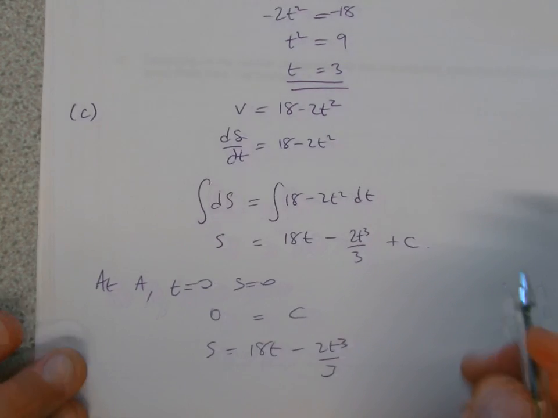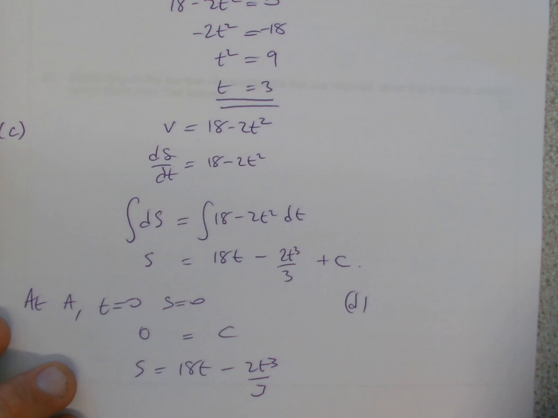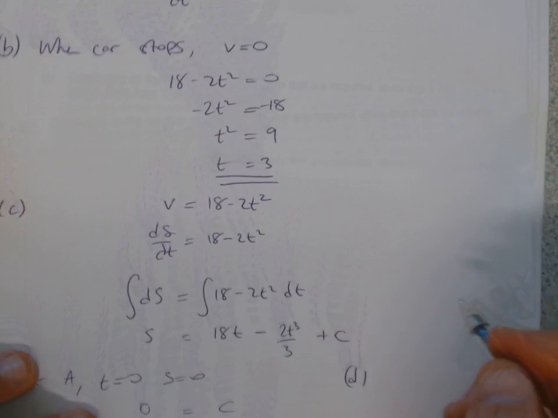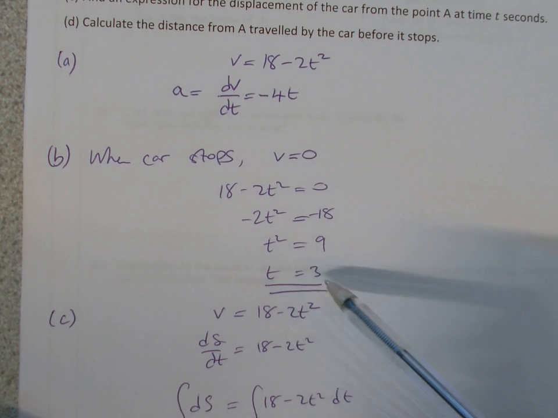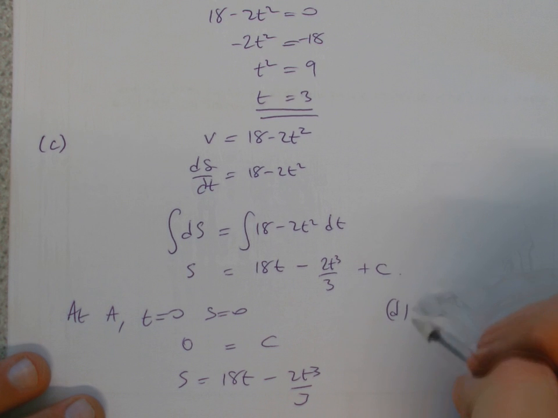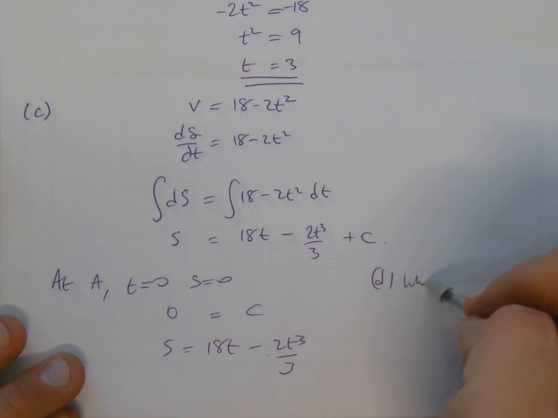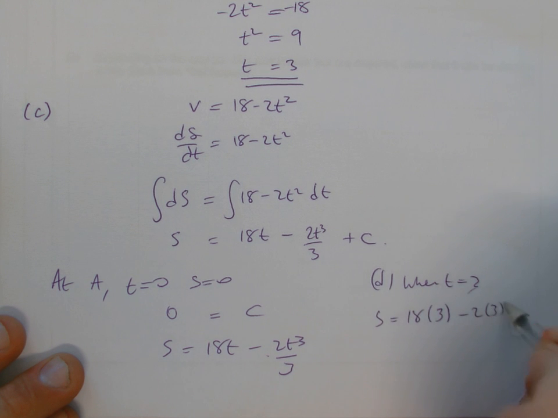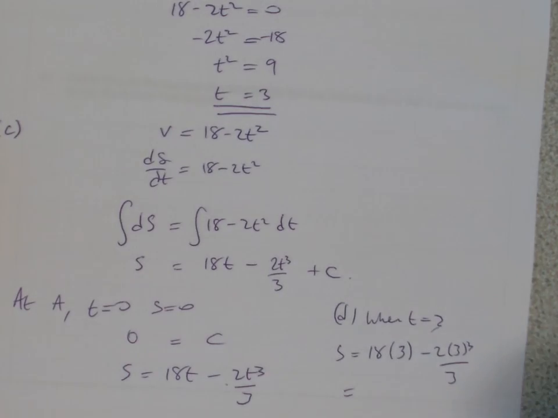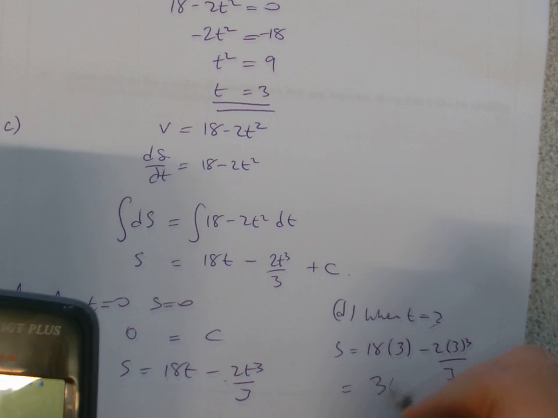Then part D, nice and simple. Calculate the distance from A travelled by the car before it stops. Well, when it stops, we know t is equal to 3, so we can just put that in there. When t equals 3, s will equal 18 times 3 minus 2 times 3 cubed over 3. So we use our calculator on this, and we get 36 meters.